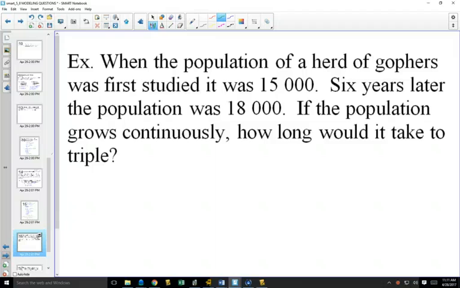Another population question. When a population of a herd of gophers was first studied, it was 15,000. 6 years later, it had increased to 18,000. How long is it going to take to triple? So again, this continuously in the past would have told you that this formula is the one you would use. If this question was on your exam now, they would give you that formula.